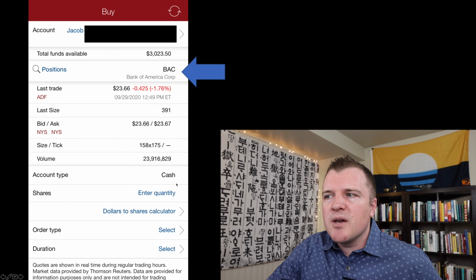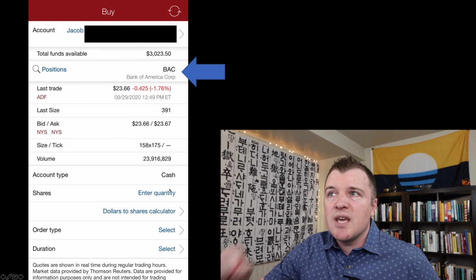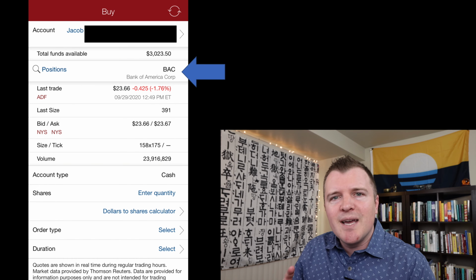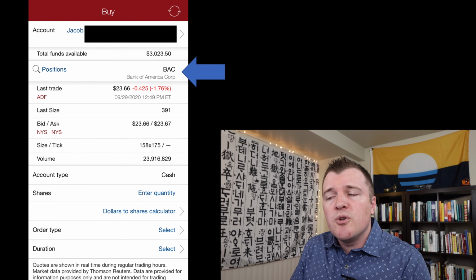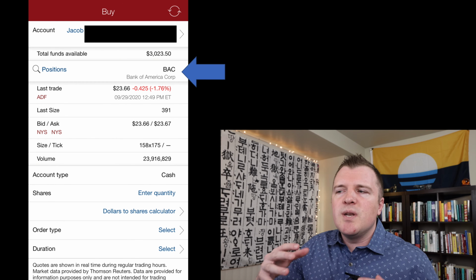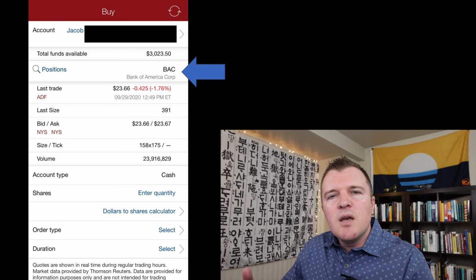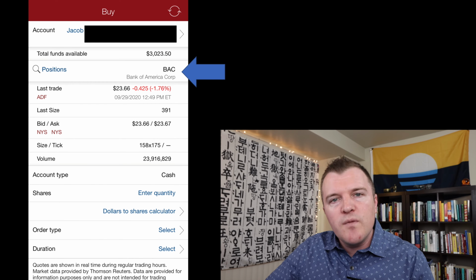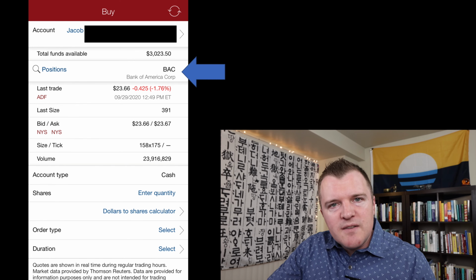For account type, I currently have a cash account. You can enable a margin account with Vanguard. You would do this if you want to do short selling, buying and selling options, or if you want to borrow against your equity with your broker in order to buy more equity. So in order to enable a margin account, you have to fill out an application with Vanguard. You also need to have $2,000 in the account, but they probably will approve you for a margin account. But if you're brand new to Vanguard, the default will be cash.